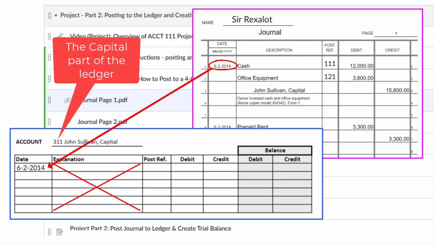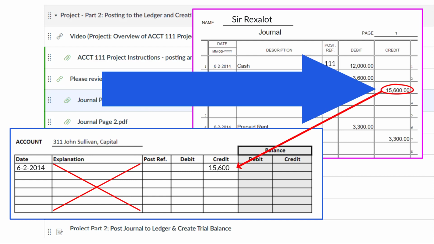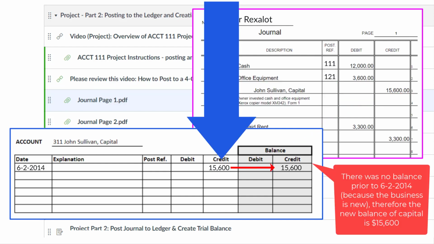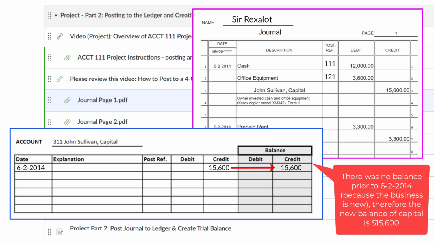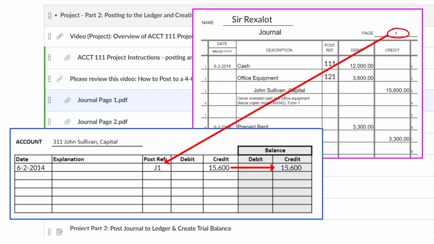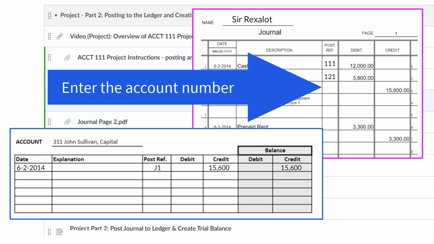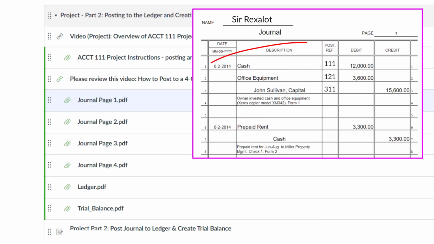Leave the explanation blank. And from the journal, I'm going to transfer the $15,600 credit to the first credit column, and then the balance, because there's no previous balance, the balance is also $15,600. And then we put in J1 in the post reference because it came from journal page 1. And then we go back to the journal, and on the journal we write in the account number 311. So we're done posting the first transaction.